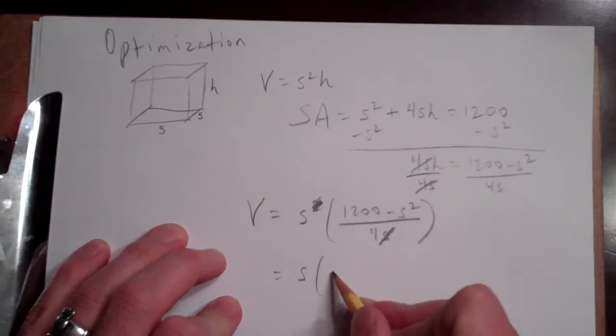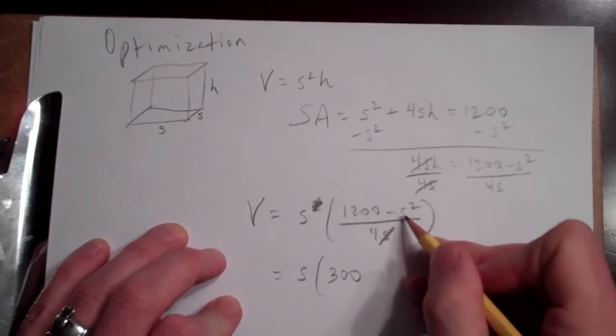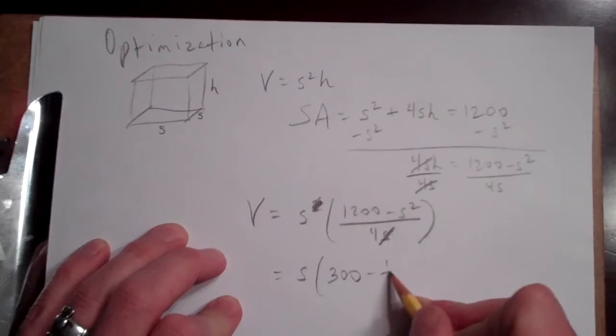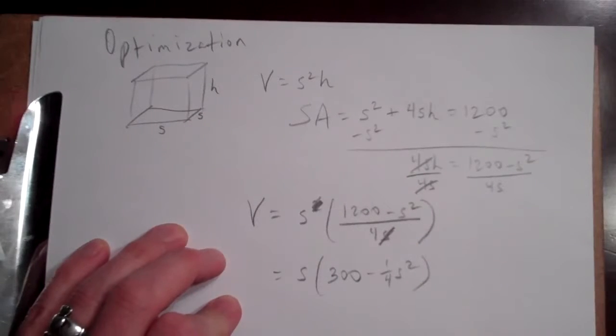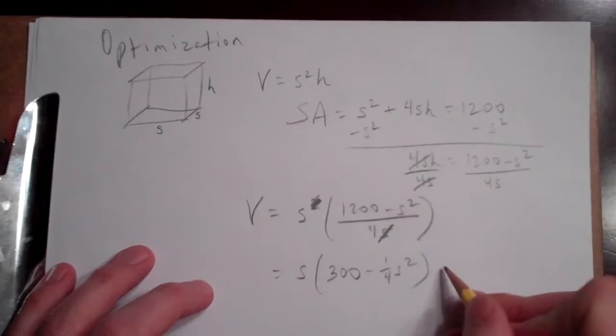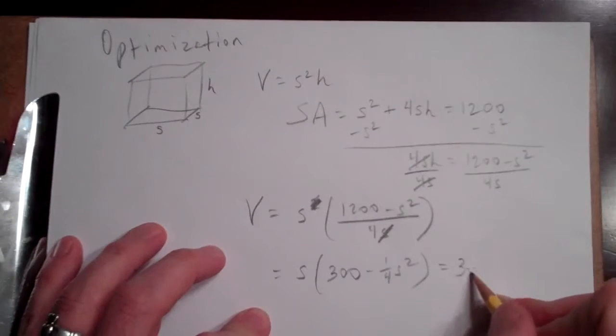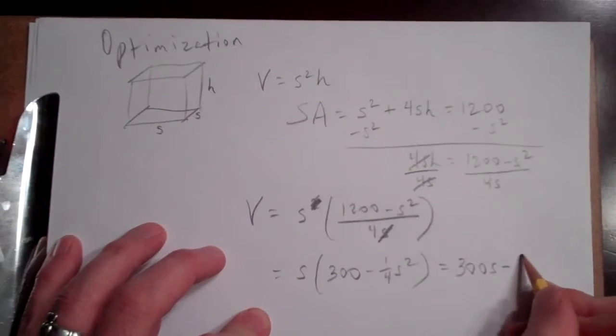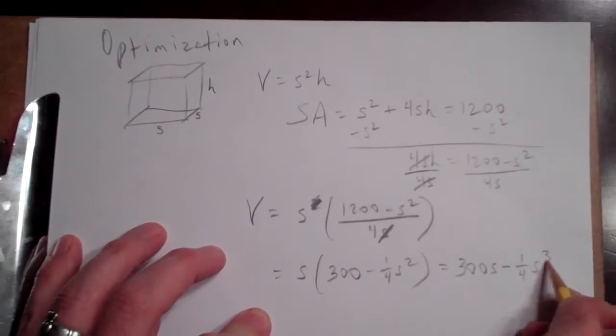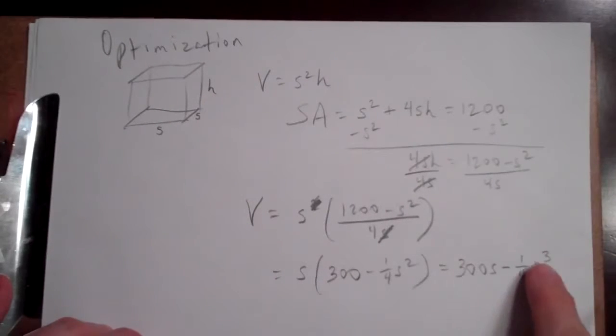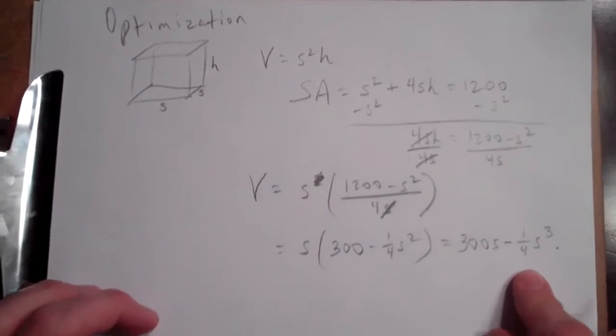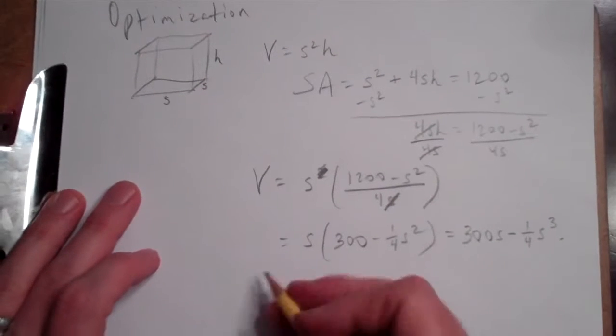So 1,200 divided by 4 is 300. A negative S squared divided by 4, I can just make that 1/4 S squared. And now I can rewrite this by distributing as 300S minus 1/4 S cubed. That is the equation right there that I'm going to take the derivative of.